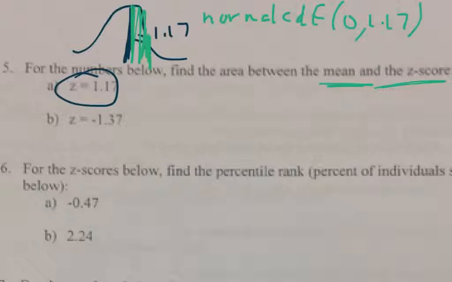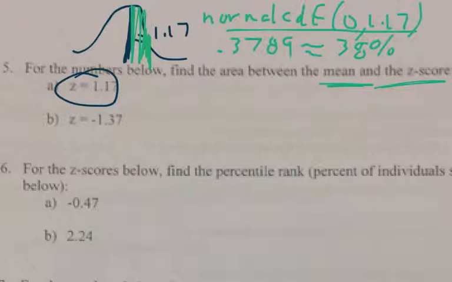Okay, so how did you do? If you did this correctly, guys, normal CDF 0 to 1.17, you should have gotten 0.37899. So if we round that off, that's approximately 38%, right? That means that green area I shaded in is 38% of the data. Okay? Now, because we're running long on the video, guys, let's just do one problem more, B, together.